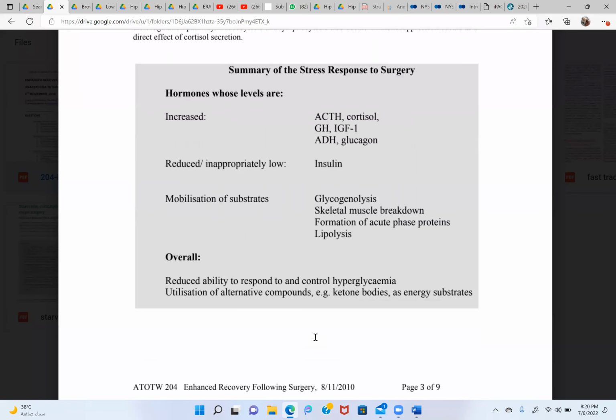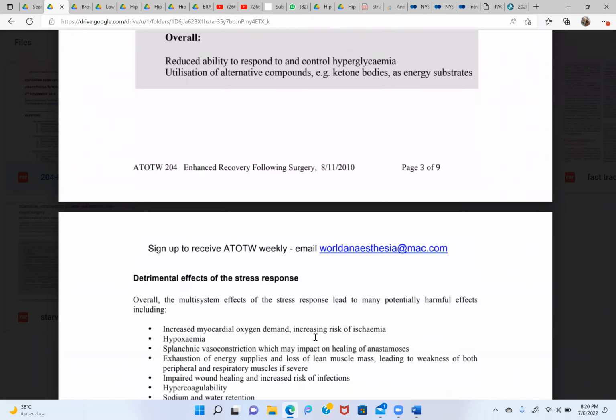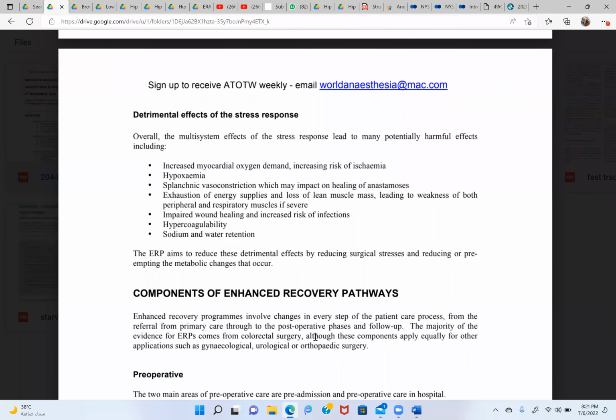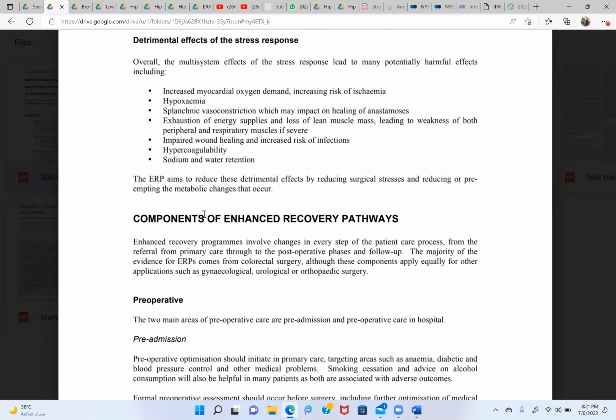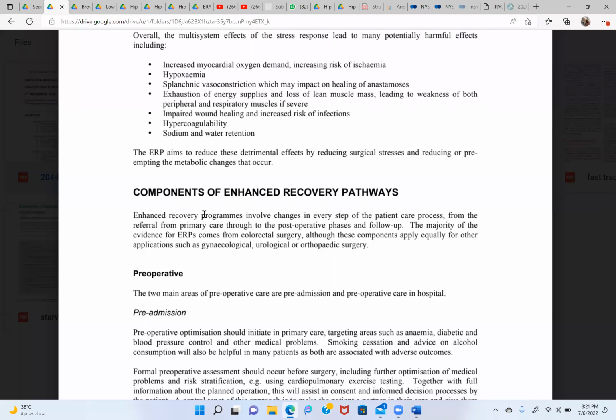So this is what the stress is, and when you reduce the stress, you reduce the myocardial oxygen demand. When you decrease the response, you avoid a number of problems. The topic for today is knee surgery, and in knee surgery they are using this protocol.